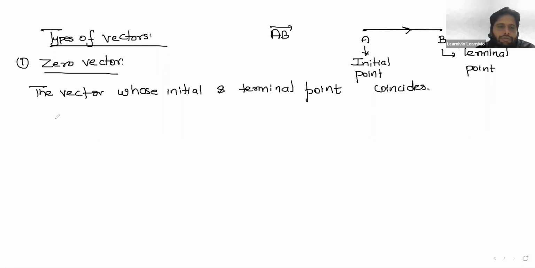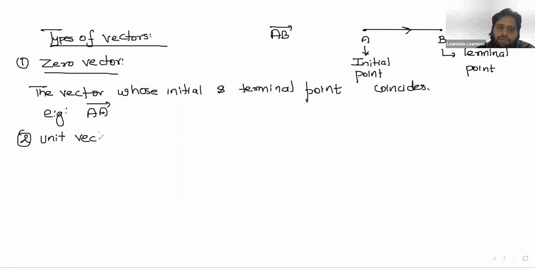For example, here you can see the initial point is A and the terminal point is also A. So that's why this is a zero vector. So what's a zero vector? Whose initial and terminal points coincide. Now second one. Second is unit vector.